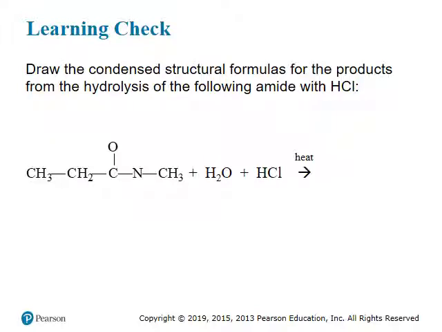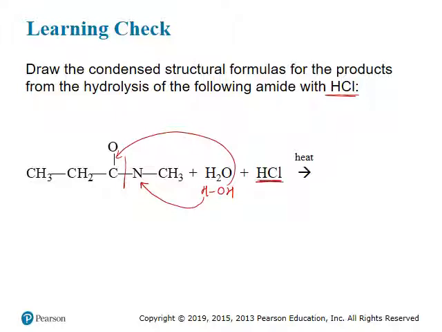Okay, so the products are also shown to you in slides. Let's try this question. Draw the condensed structural formulas for the products from hydrolysis of the following amide with HCl. So in this case, we are doing acid hydrolysis. So what do we know about acid hydrolysis? This HOH, this is water, break it into HOH. Where is the amide going to break from? Right here, perfect. Who gets the hydrogen? Amine. And who gets the OH? Carboxylic.